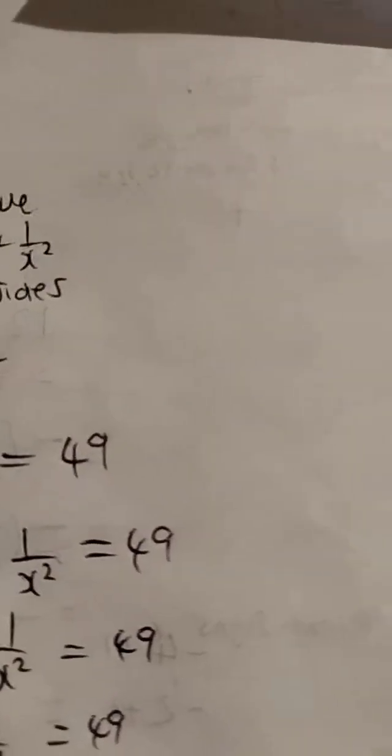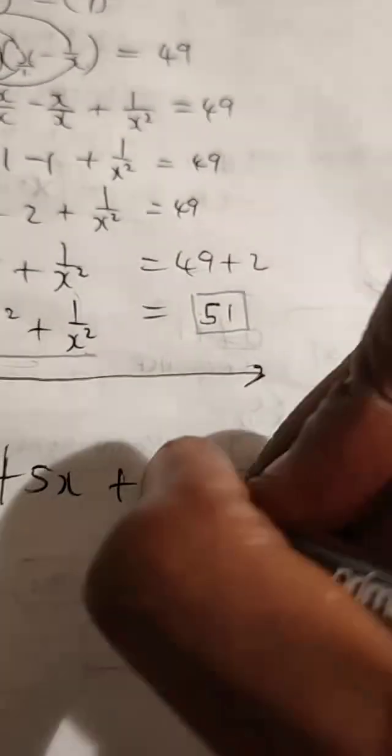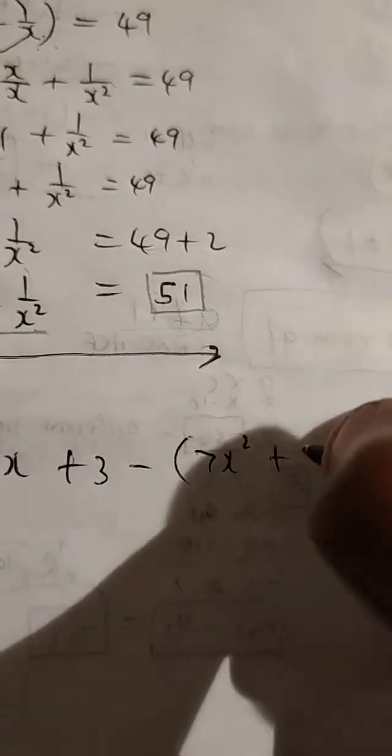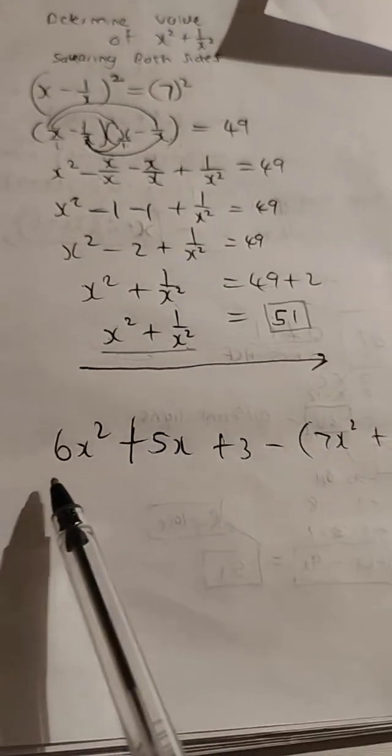What must you do if the question says the following? If the question says the following, 6x squared plus 5x plus 3 minus 7x squared plus 3x plus 5. What must you do if the question says such? Well, you have 6x squared plus 5x plus 3.